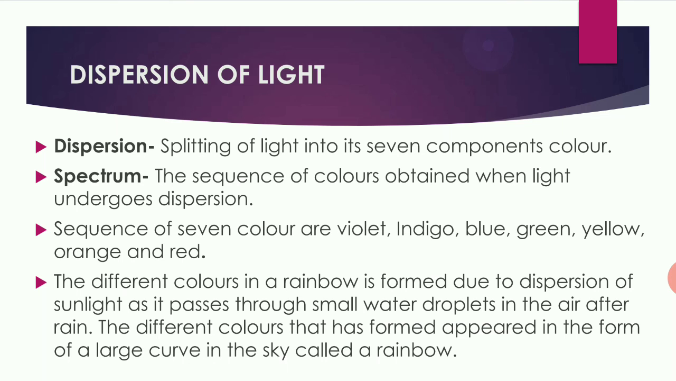The different colors that are formed appear in the form of a large curve in the sky, which is called a rainbow. When the sunlight passes through the water droplet, it undergoes dispersion and comes out in the form of 7 colors. That is, the water droplets act as a prism. It splits the white light into 7 colors, which appear in the form of a large curve in the sky called a rainbow. So in this way the rainbow is formed.